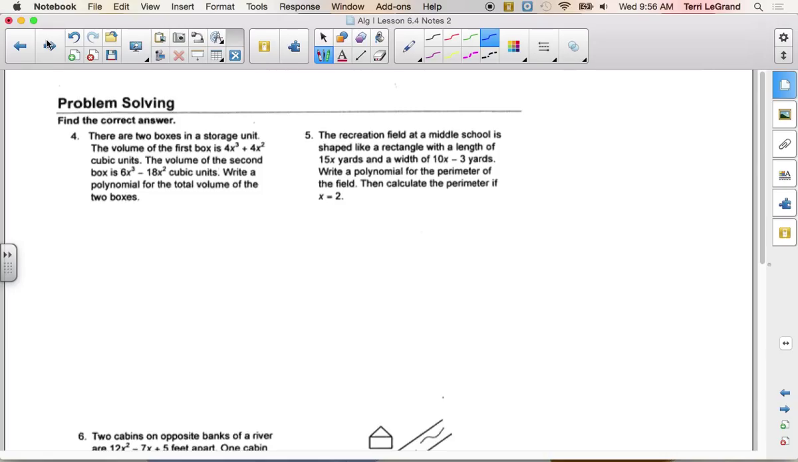Okay, read through number 4 to yourself and decide what you think you've got to do. So Jared, what do you think we should do? What do you think we have to do in this problem? Write a polynomial for the total volume of 2 boxes. How are we going to do that? How are we going to go about that? How are we going to start? 4x cubed plus 4x squared minus 6x cubed minus 18x squared.